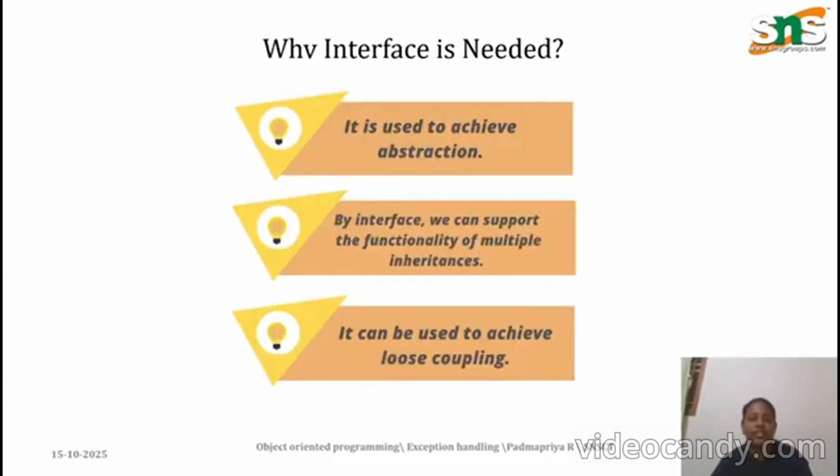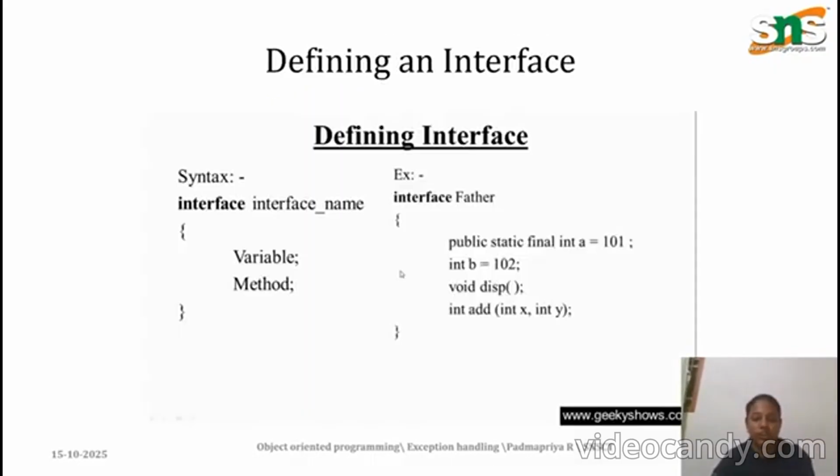This is the interface. Why we are using an interface: it is used to achieve abstraction. By interface, we can support the functionality of multiple inheritance, and it can be used to achieve loose coupling. Defining an interface, this is the syntax: the interface keyword and the interface name. Under this interface, we define the variables and methods as abstract. This is an example program for achieving an interface. Under it, the variable is public static final, and the method void should be abstract.